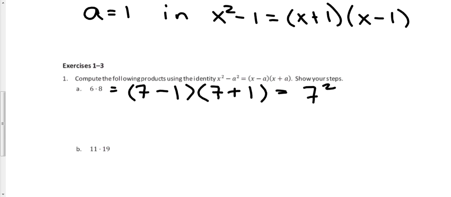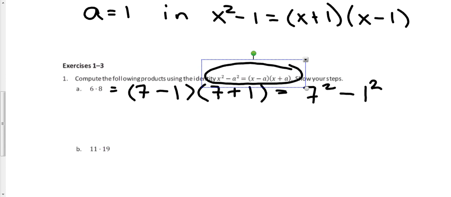Where's the pattern? What do I do to finish this out? What do you think, Abby? 7 squared equals 49, but that's not what I'm asking right now. I'm asking you to finish this pattern right here. There you go, John. Minus 1 squared. There's my pattern. Okay?